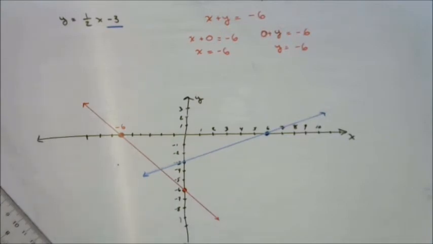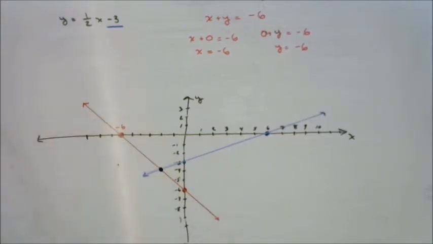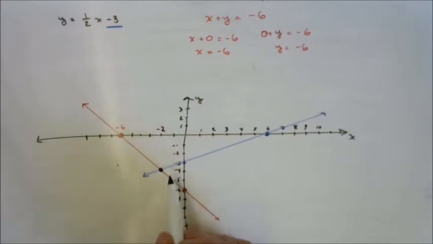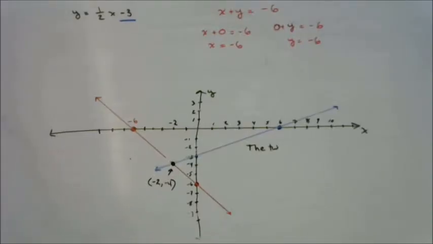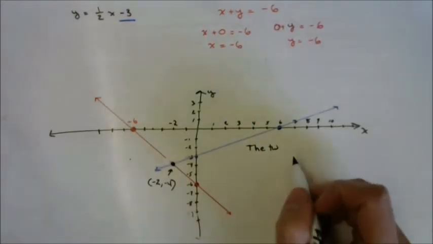Now, because you have drawn your graph absolutely perfectly, you can see that the point of intersection appears to be at -2, -4. So we'll label that point. Okay, so the point of intersection is at -2, -4. Another way to say that is that this is the solution to the system of linear equations.